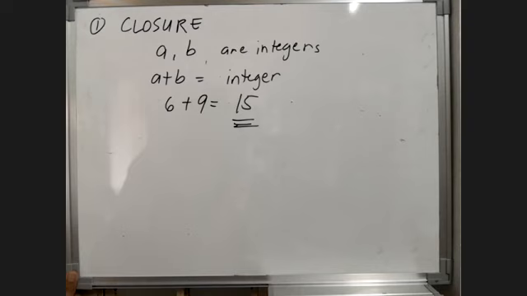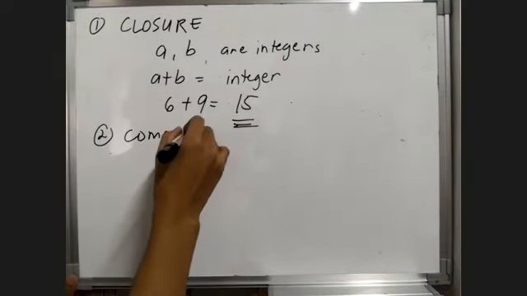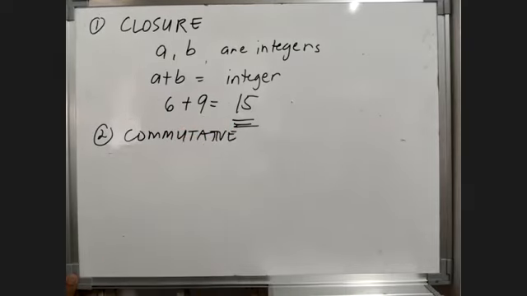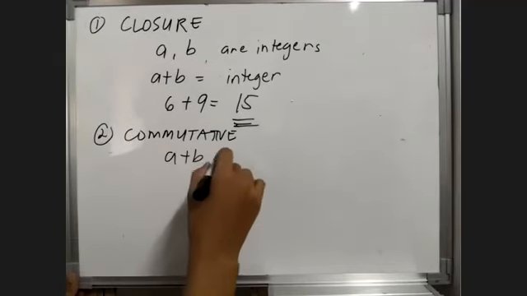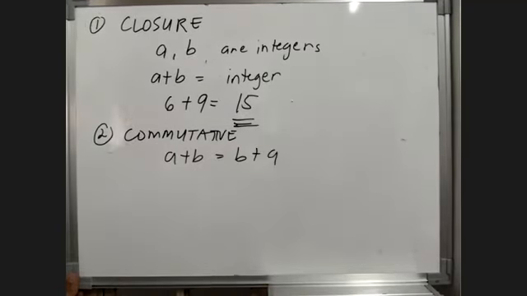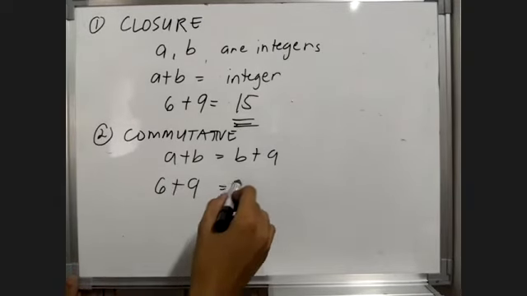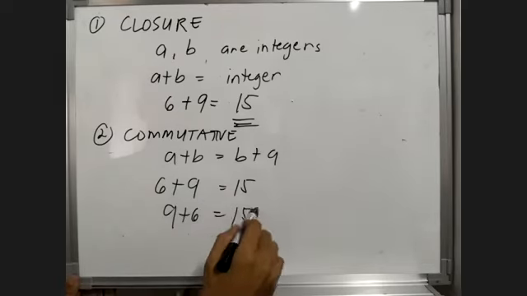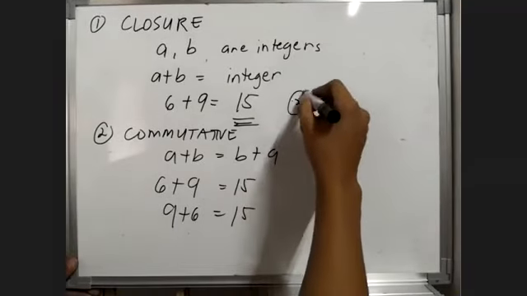Next, we have commutative property. Alam nyo na to. Commutative property only states that A plus B is equal to B plus A. So, pwede natin siyang baliktarin. For example, 6 plus 9, equivalent siya 15. Pag binaliktad natin yung 6 plus 9, 9 plus 6 din is equal to 15. That is commutative.